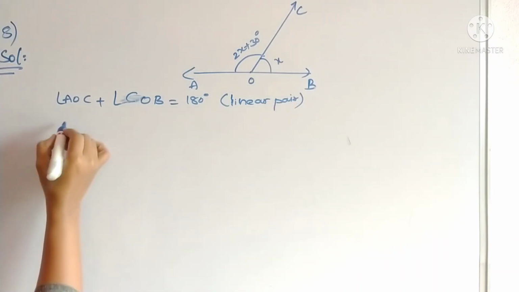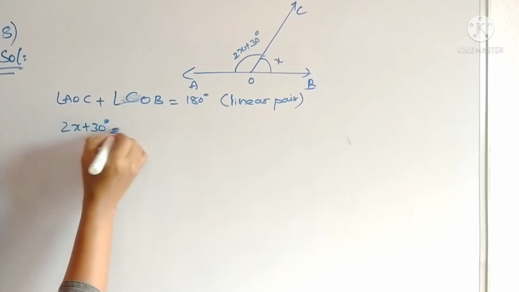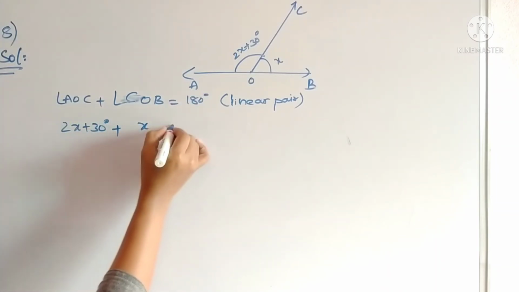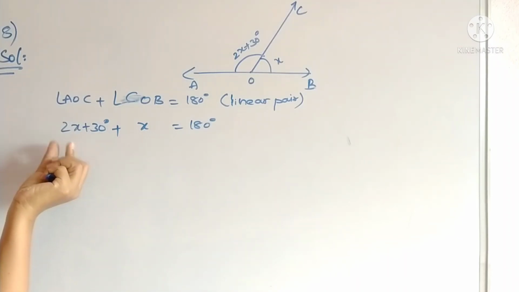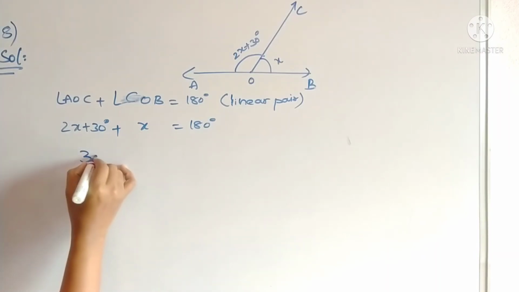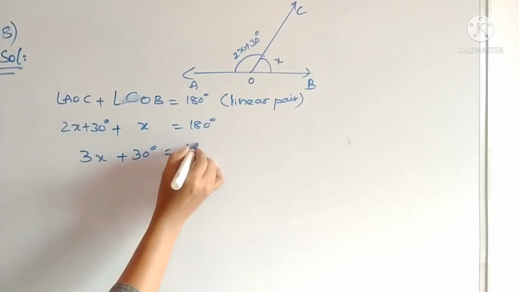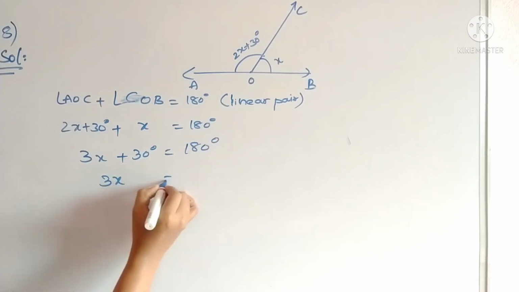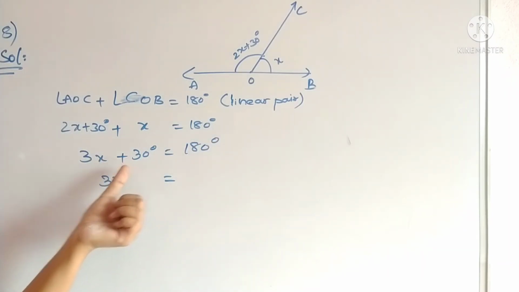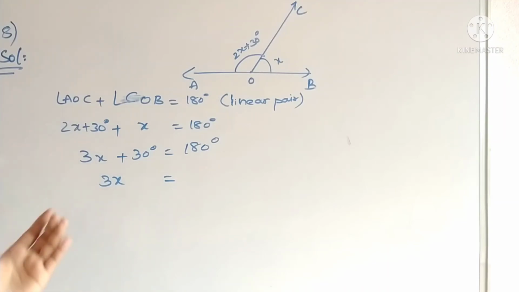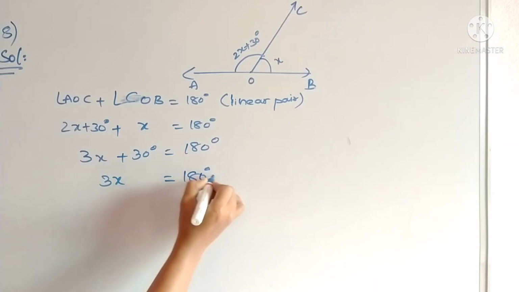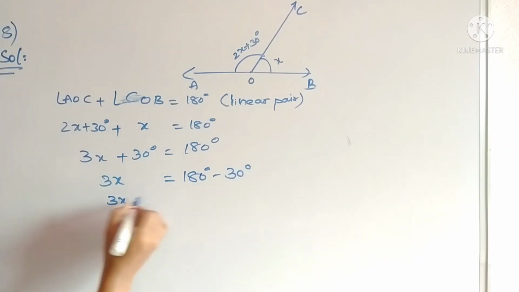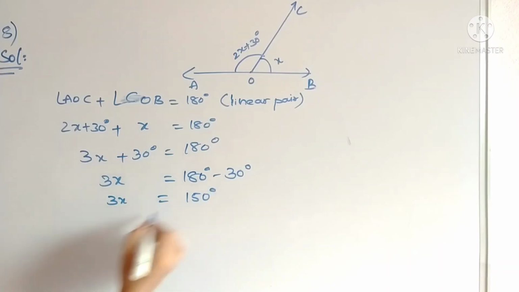So what is angle AOC? 2x plus 30. And what is angle COB? x degrees. So 2x plus x. We already have the 2x term, so adding x, 3x plus 30 is equal to 180. So if we transpose, here we have to find the x value. So apart from x, we have to transpose all the other numbers to the right side. So if we transpose plus 30 to the right side, it will be minus. So 180 minus 30, 150 degrees.